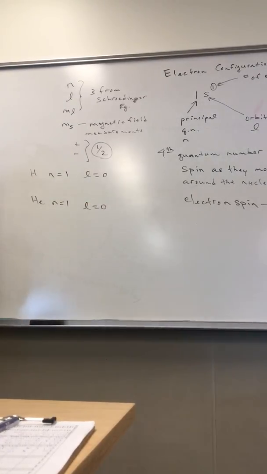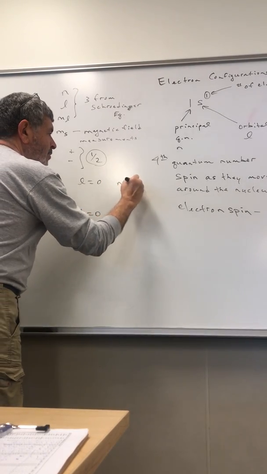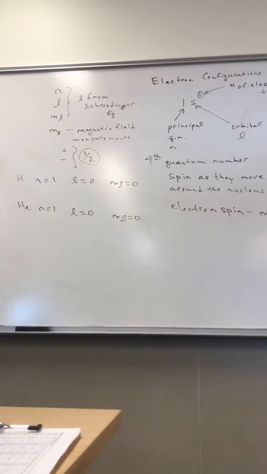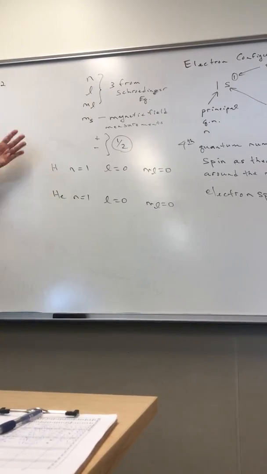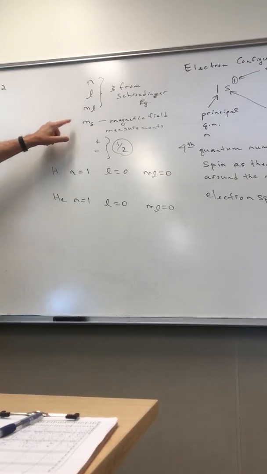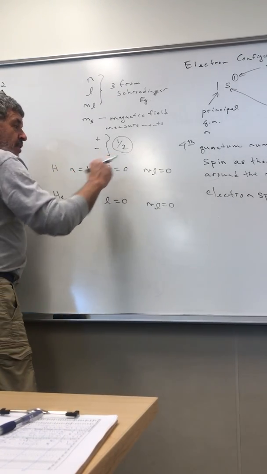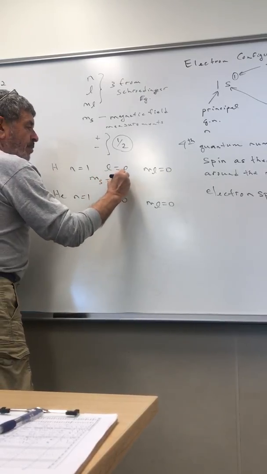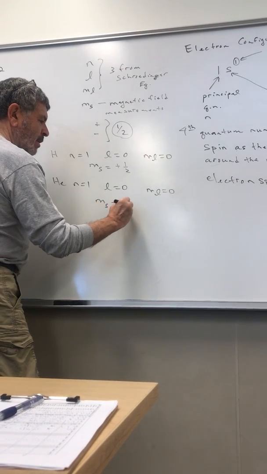What's the value of M sub L when L equals 0? 0. M sub L equals 0, M sub L equals 0. So if I was trying to distinguish between the quantum numbers for helium and for hydrogen, I have no way to do it because they're both the same. So the only distinction is the 4th quantum number, which is the spin. So if we add that into our discussion, we would now say that because this is first, we designate that as a plus 1/2, and this is second, we would designate that as a minus 1/2.